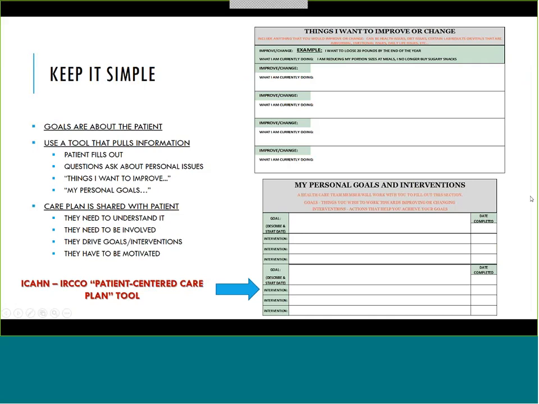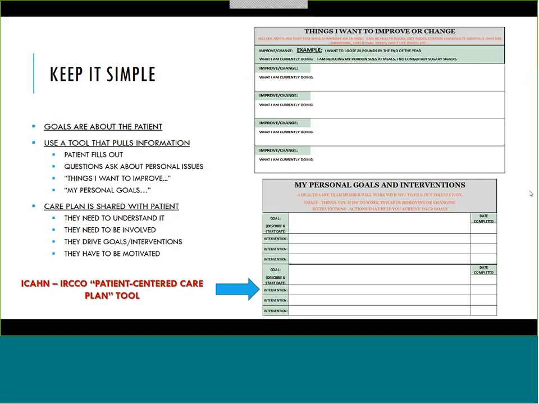These snippets on the right that you're seeing, those are actually pulled out of the template for the patient-centered care plan that we have. I wanted to share these so you can just see a copy of this goes home with the patient, and it kind of mirrors exactly what we were just talking about. It's very simple.